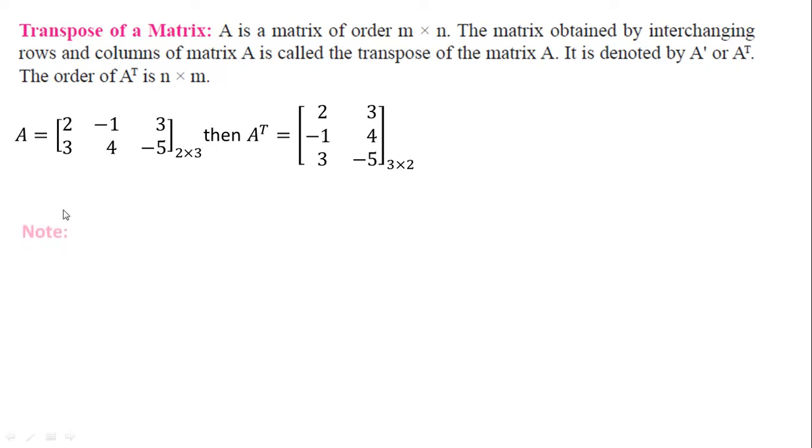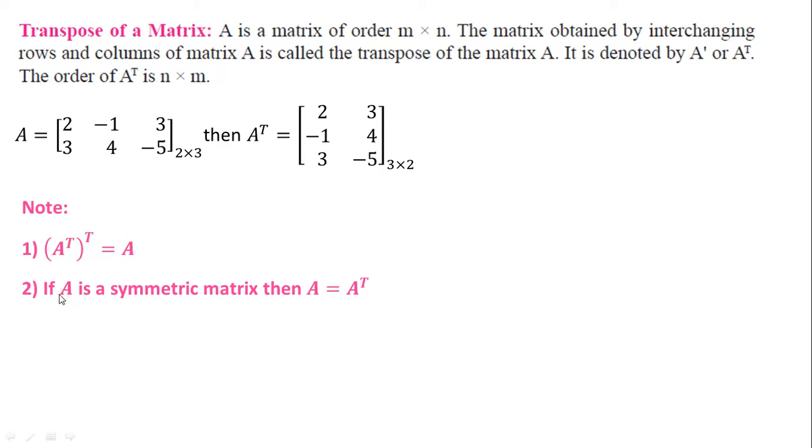Now we will see some properties related to the transpose of a matrix. If you take A raised to t raised to t, that means if you take the transpose of the transpose, then you will get the same matrix. Here in this case, if you take again the transpose of this matrix, then you will get this matrix. So symbolically it is given like this: A raised to t raised to t is again the same matrix A.